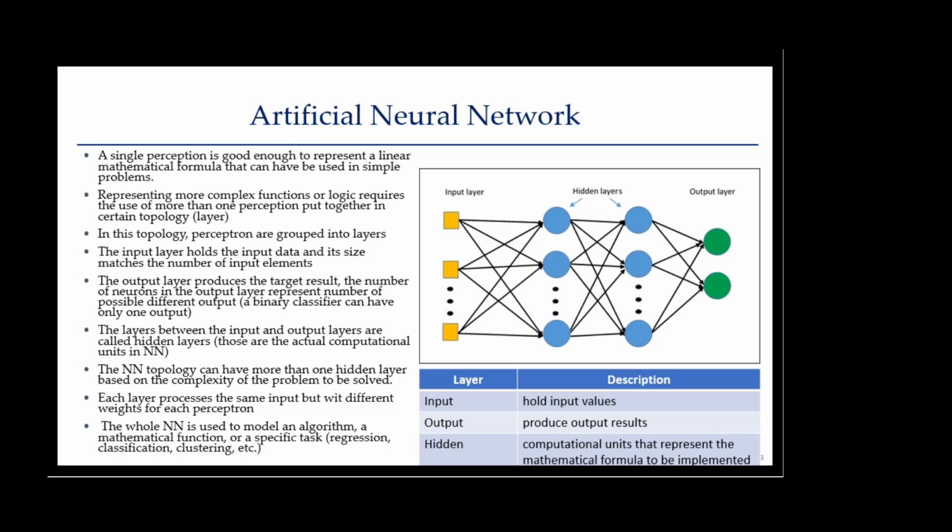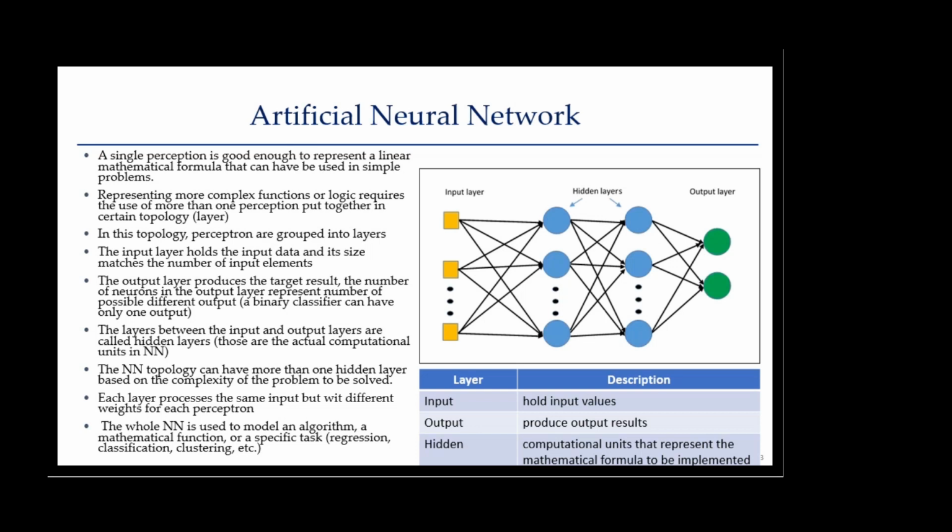The input layer is the layer that holds the input to the solution of the system. The output layer is the one that produces the target output result. The number of neurons in the output layer is related to the function that we are trying to implement. For example, a binary classifier can have only one output, which could be 0 or 1 based on the input.